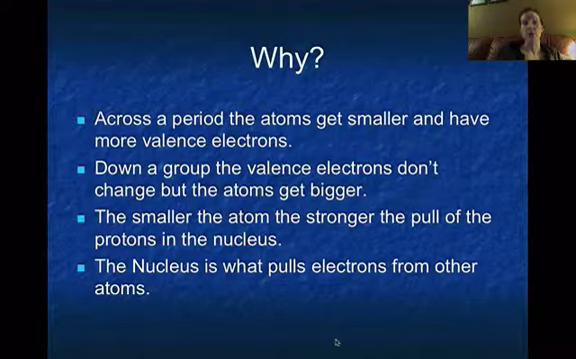It's easier to draw electrons toward yourself because the nuclear charge is so big. Down a group, you're increasing your energy level and you're increasing your electron shielding. So you have less nuclear charge pulling electrons from an adjacent atom. So again, going across a period, the reason why you have increasing electronegativity is increasing nuclear charge. And as you go down a group, the reason why you have decreasing electronegativity is an increase in shielding.